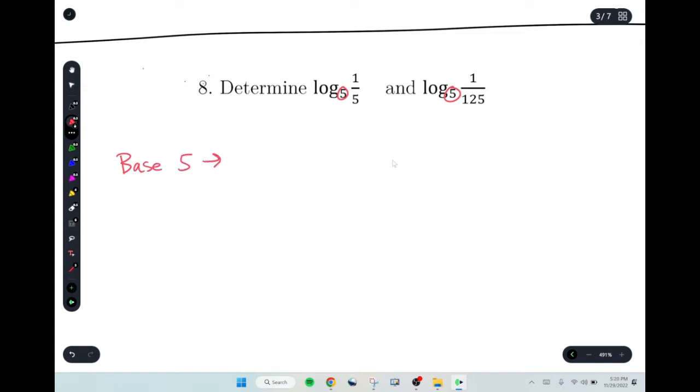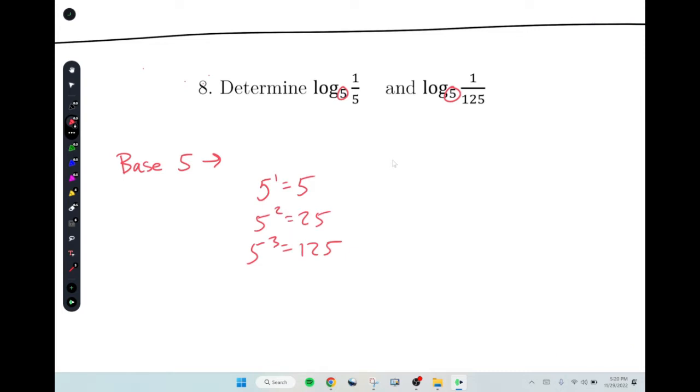Don't even look at what's in the other thing. Just take your 5 and write everything you know about 5. What's 5 to the 1? 5. What's 5 to the 2? 25. What's 5 to the 3? 125. You can stop at 3 every time.